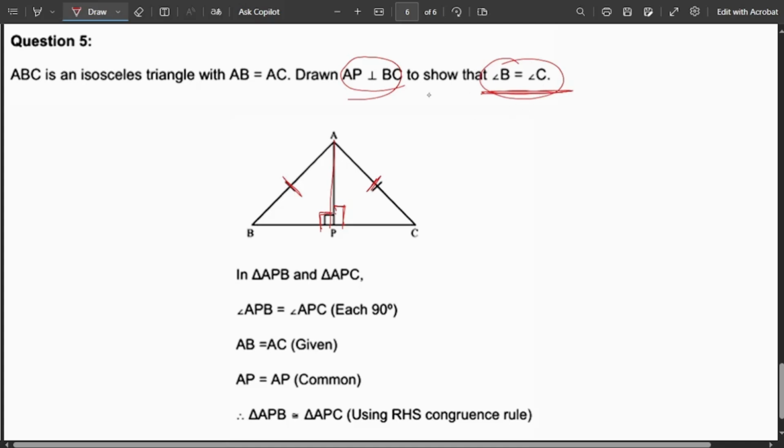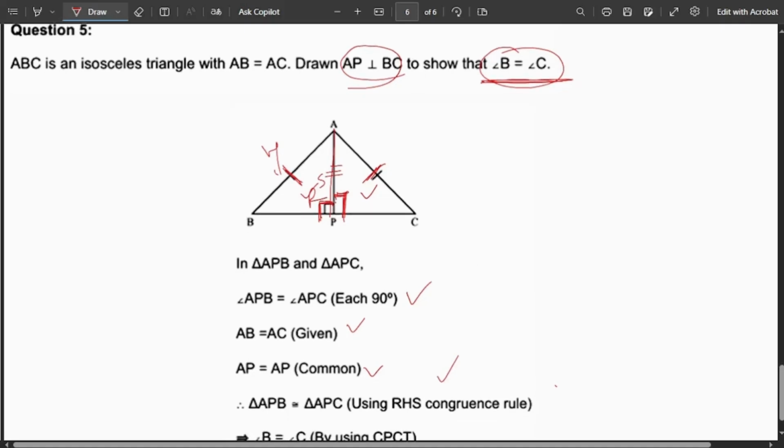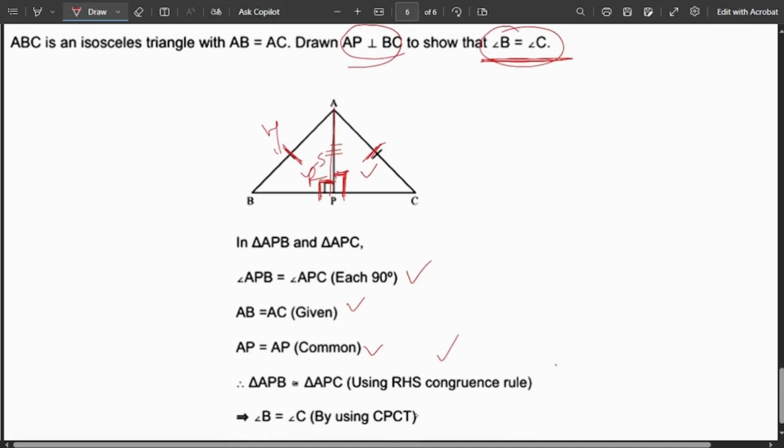Since this is the perpendicular, we consider these two triangles. The first condition, these two angles APB and APC are 90 degrees, and AP is the common side, and AB equals AC, it is given. So by right angle, hypotenuse and side, these two triangles are congruent. Hence, by CPCT property, angle B equals angle C.